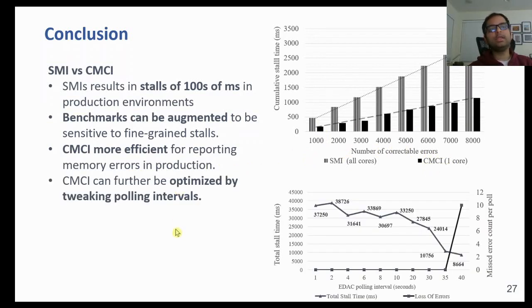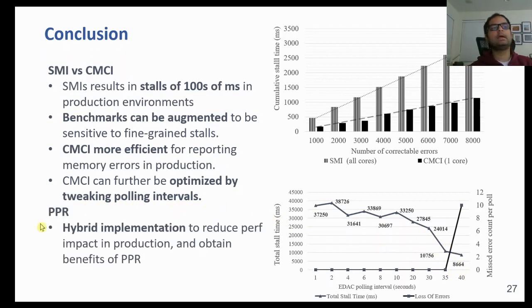And we also went further with CMCI by trying to optimize for different polling intervals and identifying an optimization point for the defined remediation policy. However, there is a cost associated with CMCI, that we cannot do PPR, and here is where we use our hybrid implementation to reduce the performance impact in production and obtain the benefits of PPR.